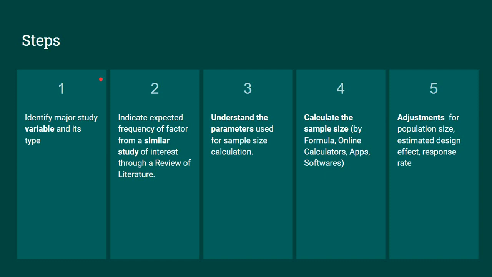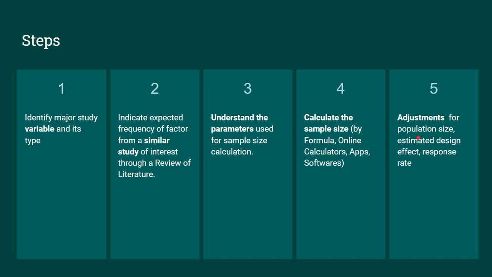To summarize, we have 5 steps in sample size calculation. Step 1 is to identify the major study variable and its type, whether we are going to estimate a mean or a proportion. Step 2 is, after deciding on the major study variable, we do a thorough review of literature, and get a similar study and the expected frequency of the variable. The third step is to understand the parameters used for sample size calculation, and the fourth is to calculate the sample size either by formula or online calculators or apps or software. And the fifth is the adjustments.